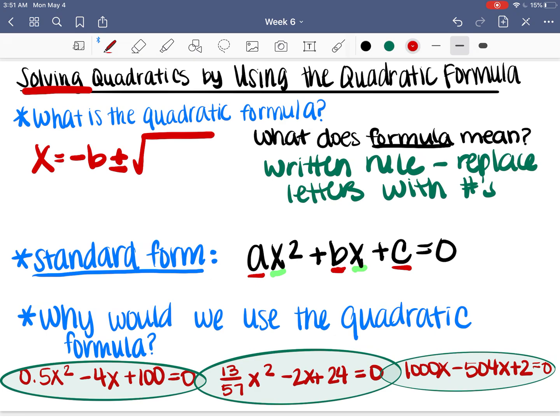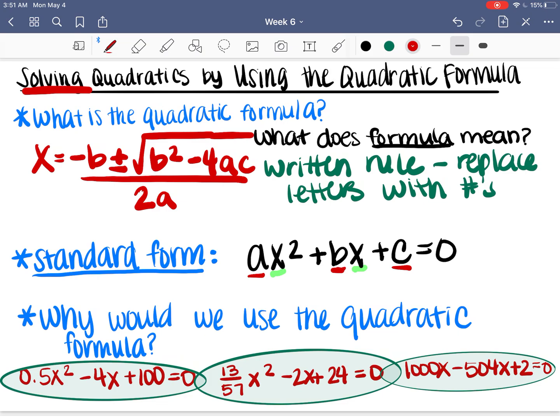All right, so we do the plus or minus of the square root. Last week we talked about what a square root was, but we'll talk about it some more today. We do the square root of our middle term, b, to the second power, minus 4 times a, which is our first one, times c, which is our last one. All of that is over 2 times our first term.